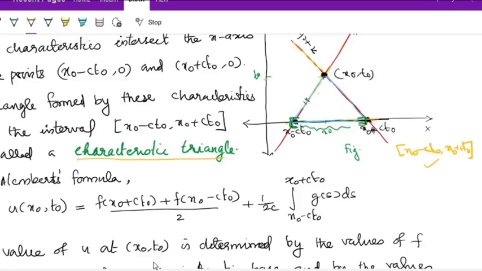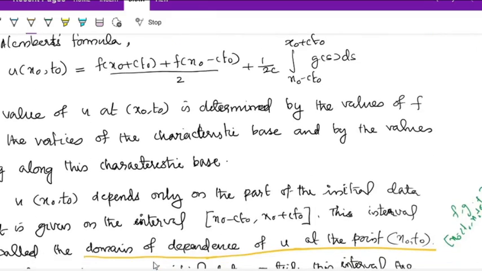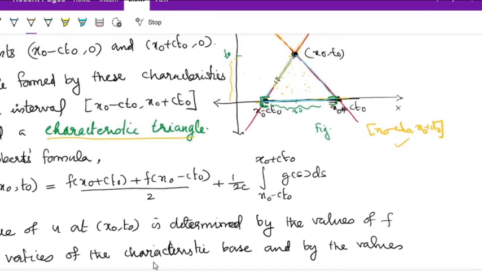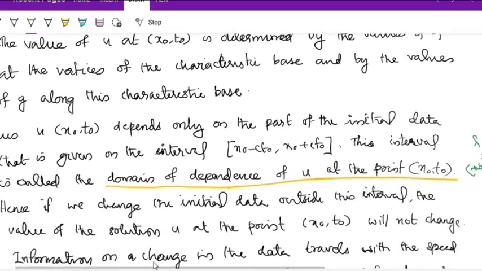Okay, and we can see that any change in the initial data will travel along the characteristic lines, the two characteristic lines, and for any point t less than t naught, that is for any point here, there is no information available, isn't it? Because the change happens only through travel along the characteristic curves. So if we change any value in the initial data, it will not affect the solution u at the point x naught, t naught.